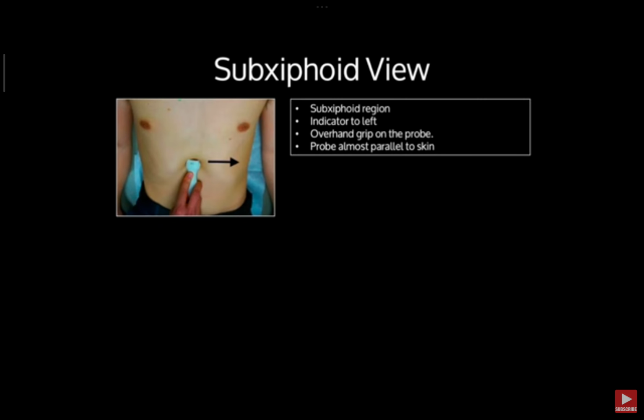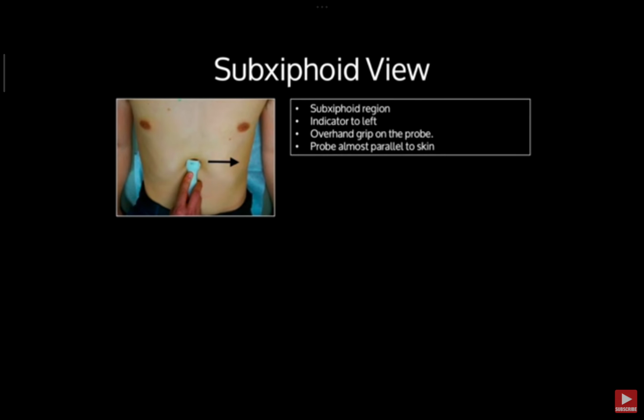Start on the patient's right. Locate the liver and sweep to the patient's left, using the liver as an acoustic window. Basically, acoustic window just means using an organ that doesn't contain gas and allows sound waves to travel through. In the subxiphoid region, bowel gas can sometimes mess up your image, so using the liver as an acoustic window will help avoid this.